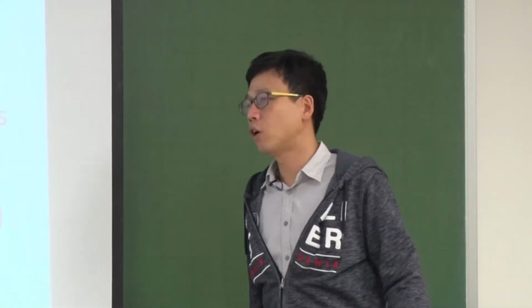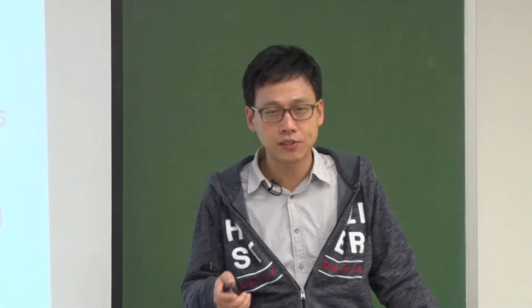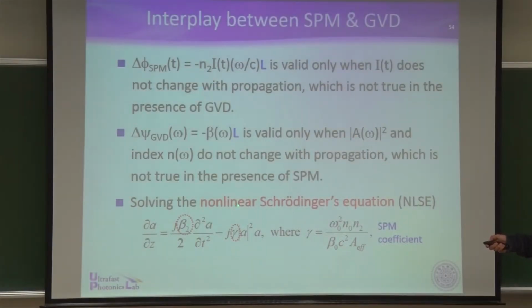So how do we overcome, or how do we analyze the case? You have to solve the nonlinear Schrödinger equation, NLSE. I have shown the equation here. Beta 2 describes the contribution of GVD. Gamma is related to Kerr coefficient N2, so it describes the contribution from SPM. You have to solve this equation, okay? And it will take both mechanisms into account, both GVD and SPM, okay?